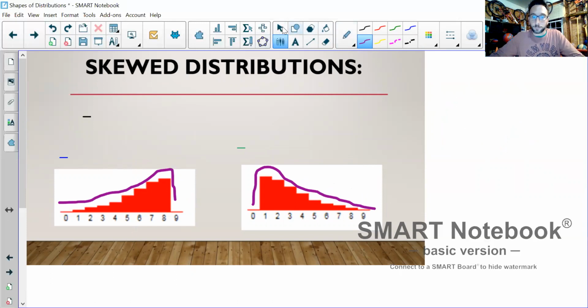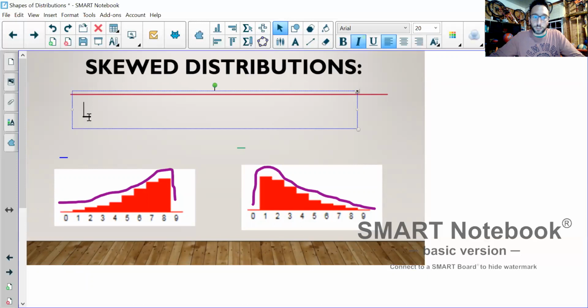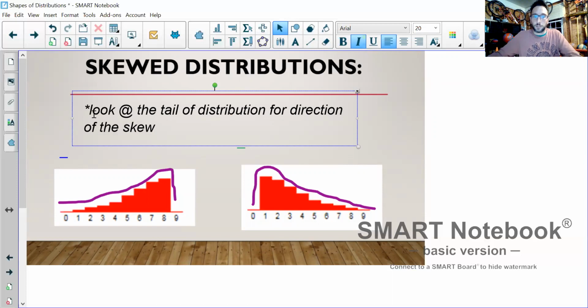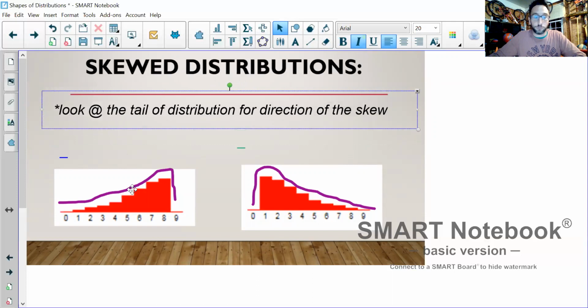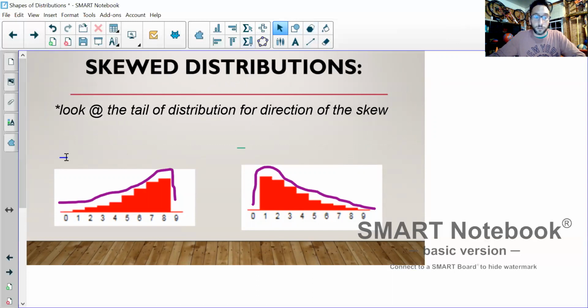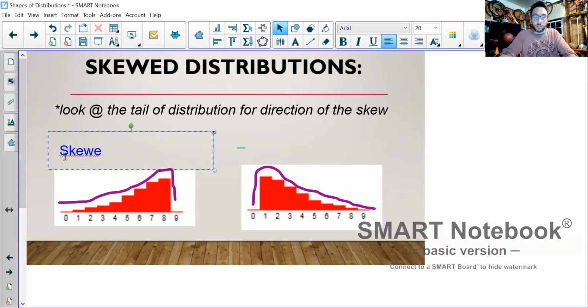Generally speaking, we're going to want to look at the tail of the distribution for the direction of the skew. So when we're trying to decide if we're going to call it skewed left or skewed right, we're thinking about where the tail of the distribution falls. So over here, this one is going to be a skewed left distribution, right? The tail is on the left side.